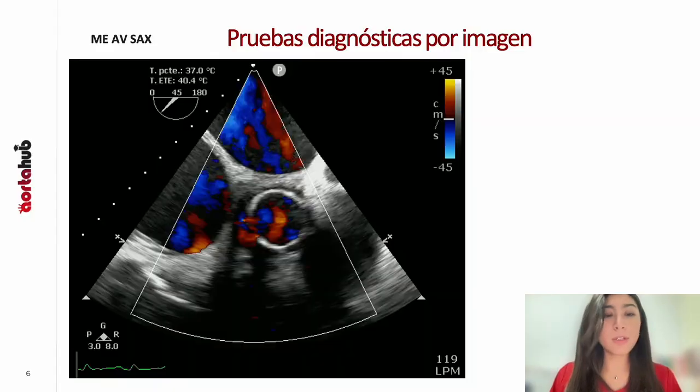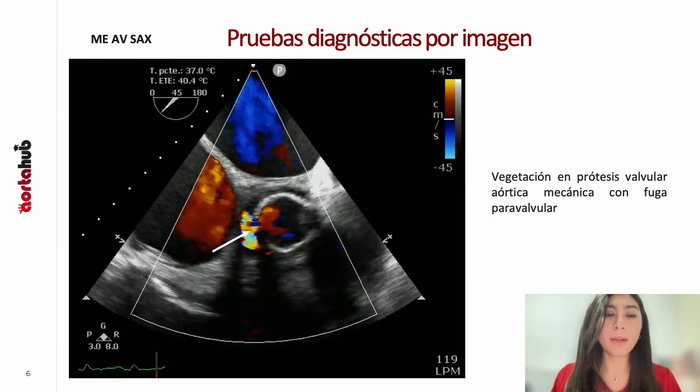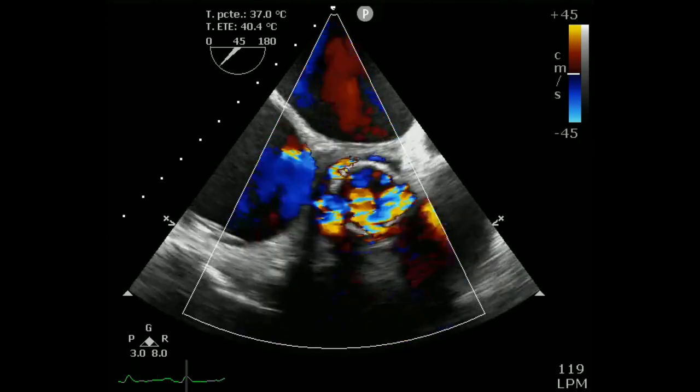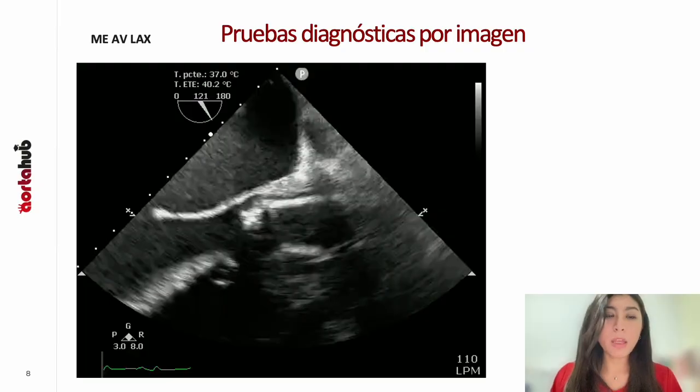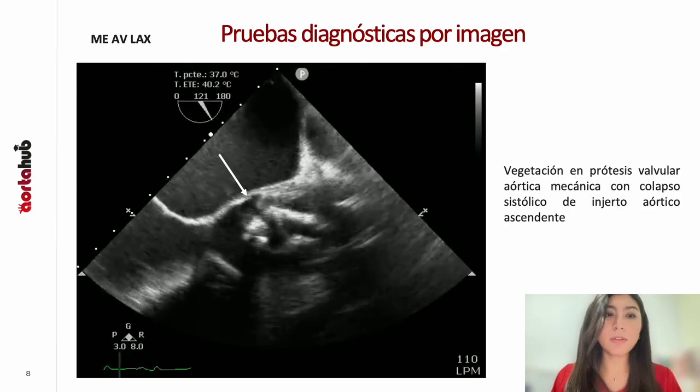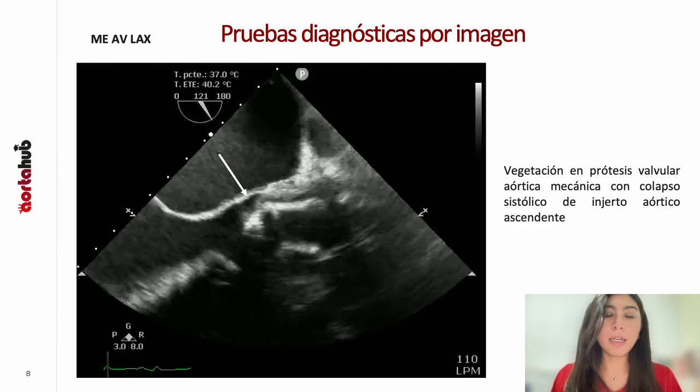Continuing with the approach, we requested a transesophageal echocardiogram where we can observe in this short axis a paravalvular leak. In the long axis, we see a vegetation where systolic collapse can also be observed of the ascending aortic graft.